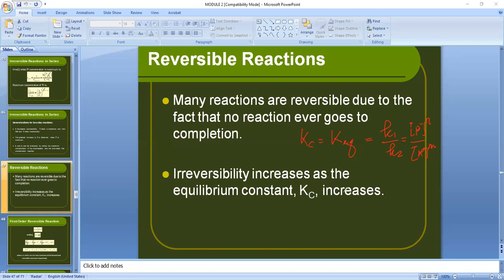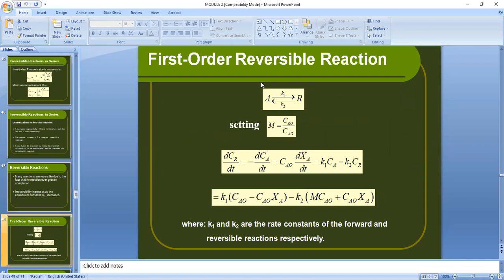One very important thing that I don't want to miss mentioning: the concentrations of the products and the reactants should be measured at equilibrium. It should not be any particular concentration measured at any time. This concentration should be measured at equilibrium. So the irreversibility of our reversible reaction increases as the equilibrium constant increases. Now, this is for your first order reversible reaction.